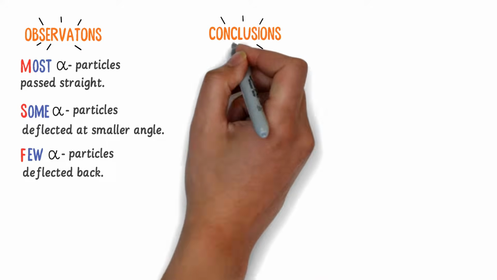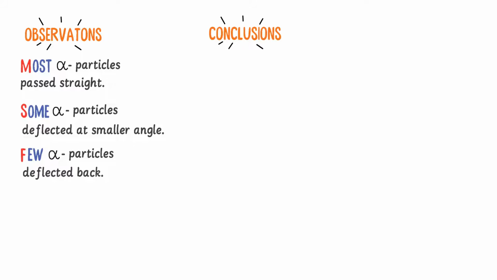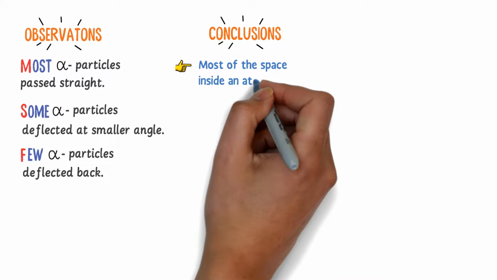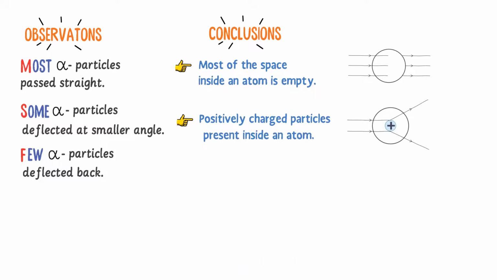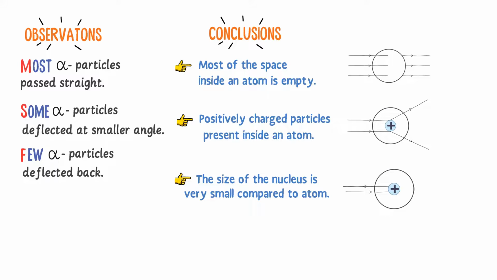Now what did he conclude from these three types of observations? Well, he concluded that most of the space inside an atom is empty because most of the alpha particles passed straight through the gold foil. Secondly, he concluded that some positively charged particles are present inside an atom because some rays were deflected at a smaller angle. We know that alpha particles are doubly positively charged particles, so there is repulsion between like charges. Thirdly, he concluded that the size of the nucleus is very small compared to the size of the atom because only one ray is reflected back.